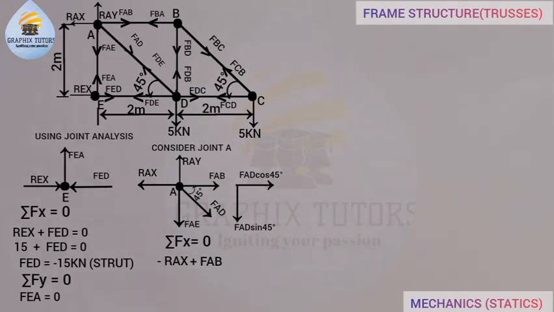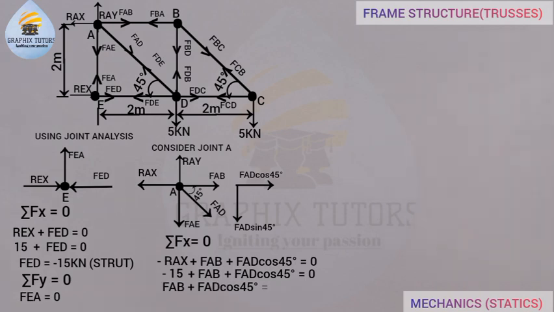Now plus FAD cos 45. This force here, FAD cos 45. I won't be dealing with the inclined force anymore because I've already resolved the force, so that is the only horizontal component we have there. Now we input our values. We know the value of RAx that we found is negative 15, plus FAB, plus FAD cos 45 equals 0. So FAB plus FAD cos 45 equals 15, taking the negative 15 to the other side of the equal sign, so it becomes positive. I'll call that my equation 1.